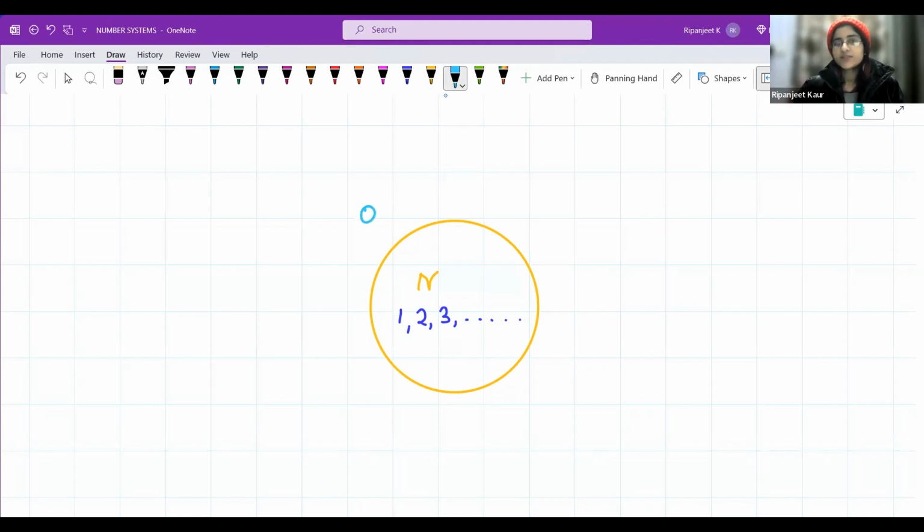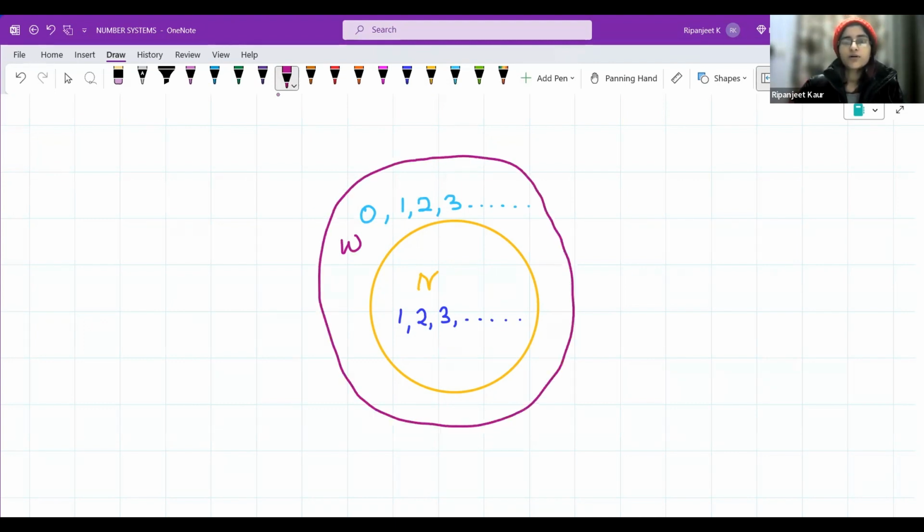After that, what were the numbers that came after the natural numbers? Well, a 0 was added into it: 0, 1, 2, 3, and they go on and on. Do you remember what these numbers were called? They were called the whole numbers. So now we know natural numbers and whole numbers.